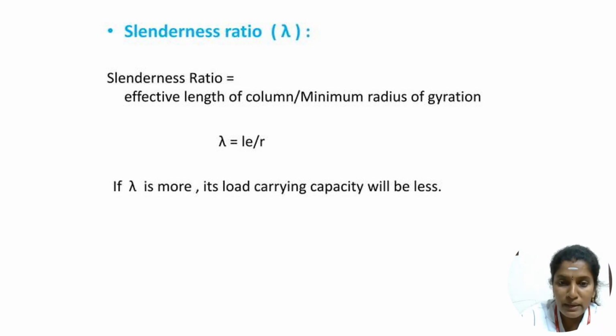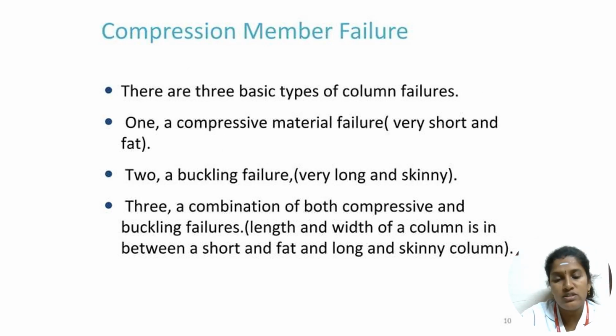So that is the main parameter to consider for compression members, columns, and strut members. If the lambda is more, what will happen? The load carrying capacity will be less. So that is the reason we provide the slenderness ratio.